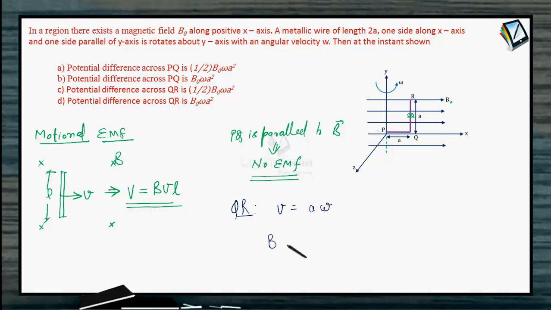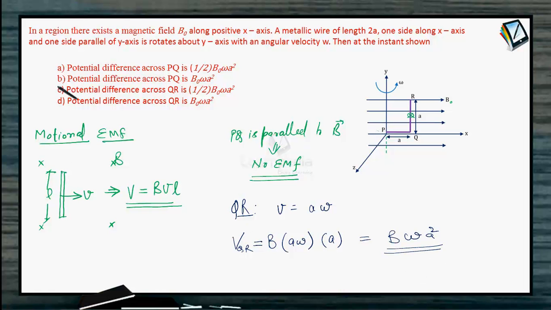So the potential difference developed across QR will be equal to the magnetic field B into velocity into the length. The length of the rod is a. Each and every point of this rod QR is moving with a velocity a omega, because all the points are at the same distance. So the EMF developed is B omega a square.